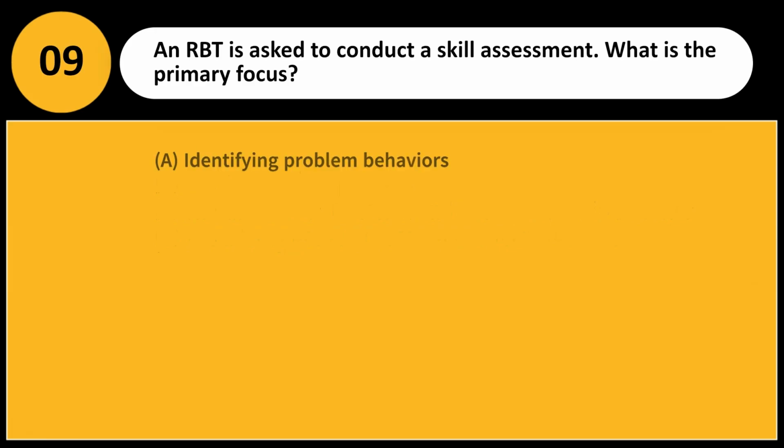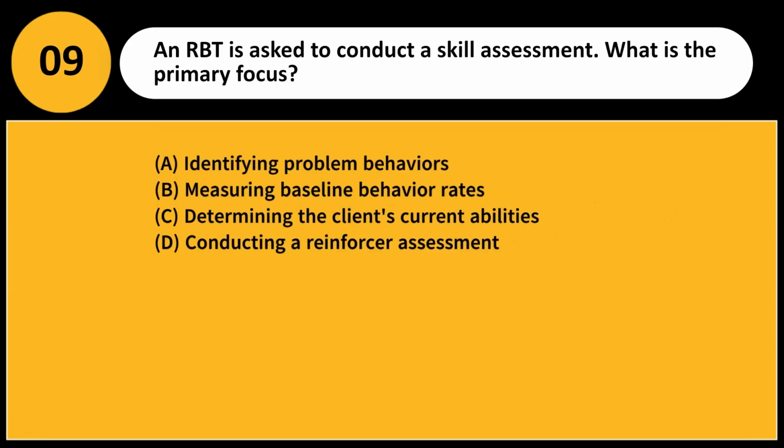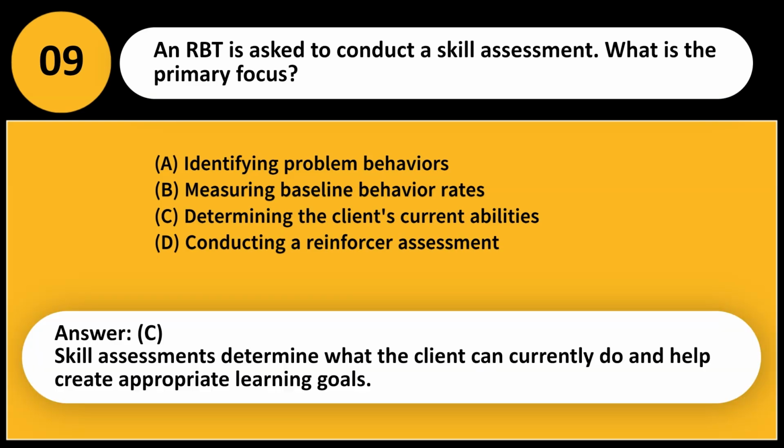An RBT is asked to conduct a skill assessment. What is the primary focus? A. Identifying problem behaviors. B. Measuring baseline behavior rates. C. Determining the client's current abilities. D. Conducting a reinforcer assessment. Answer C. Skill assessments determine what the client can currently do and help create appropriate learning goals.